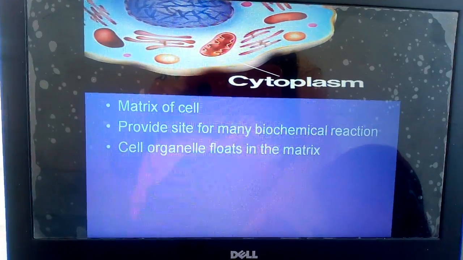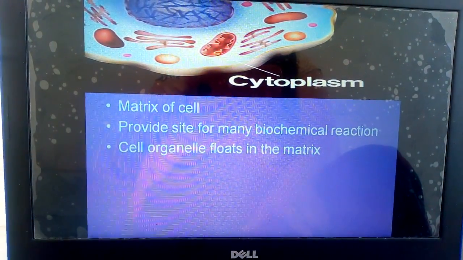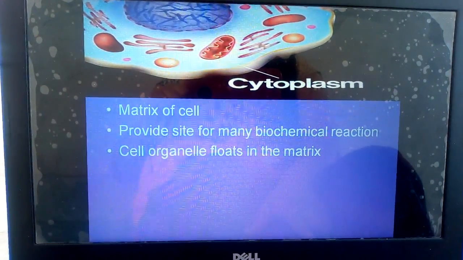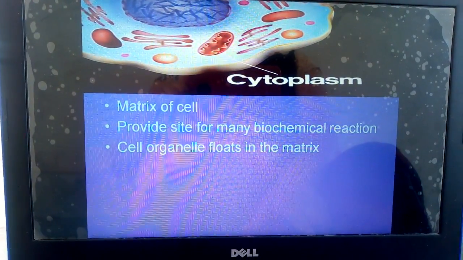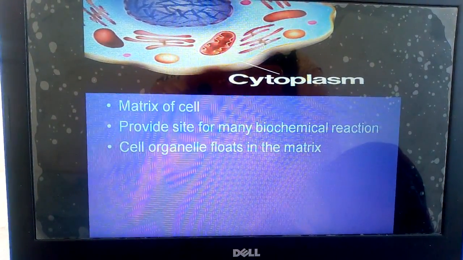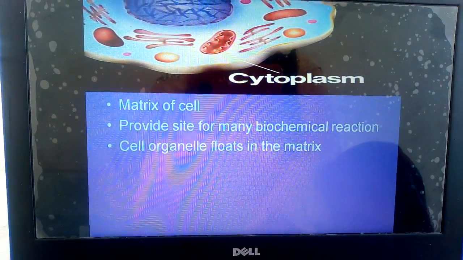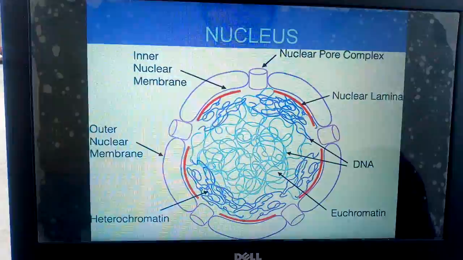Inside this cell membrane, there is a jelly-like substance, and this jelly-like substance forms the matrix of the cell. This is known as cytoplasm. It provides a site for many biochemical reactions. Cell organelles float in this matrix. So this was all about cytoplasm.